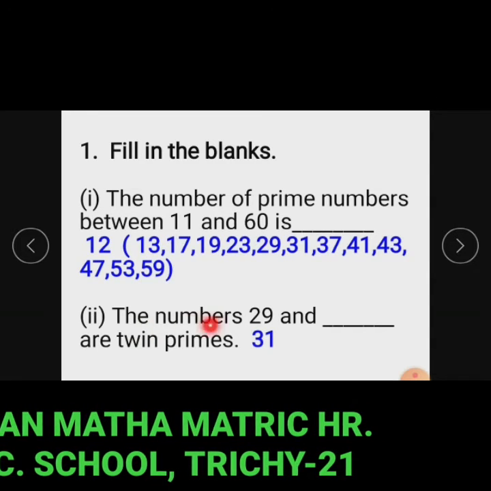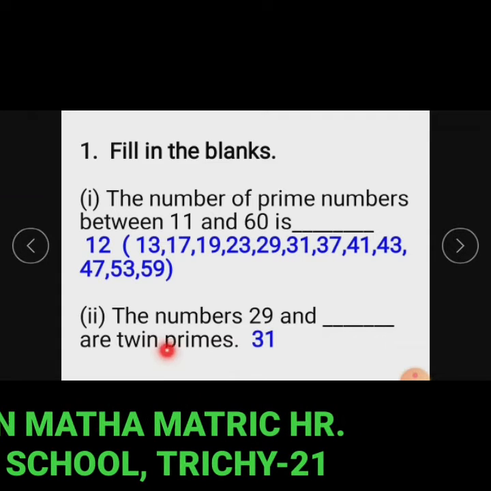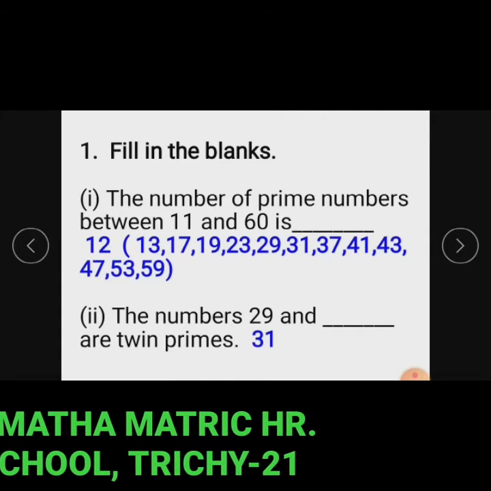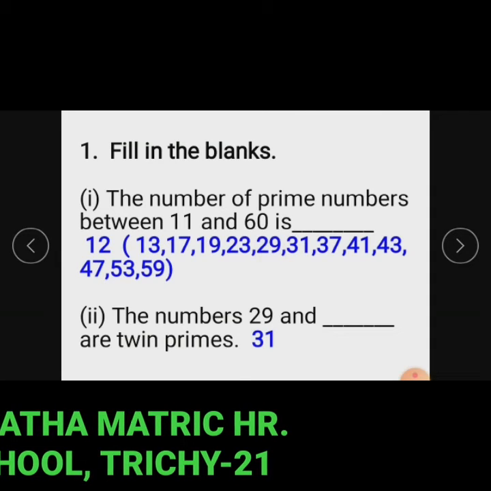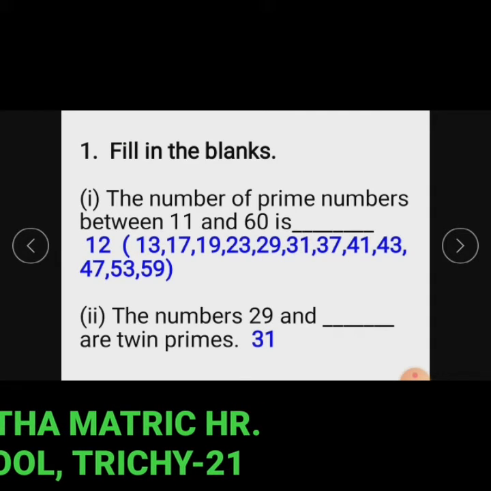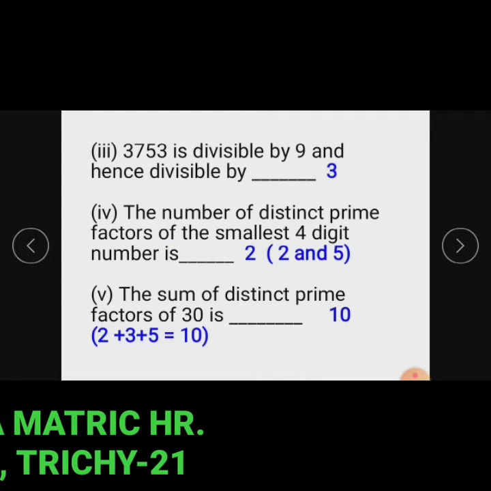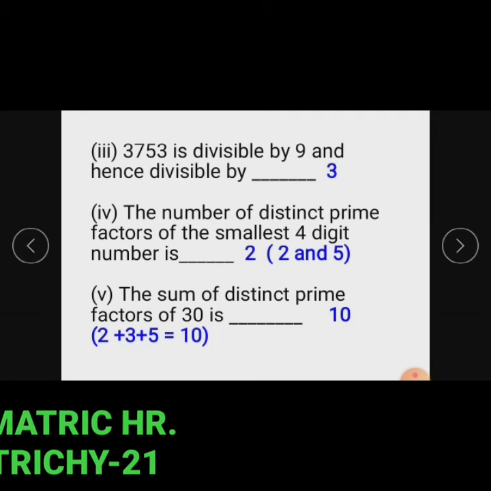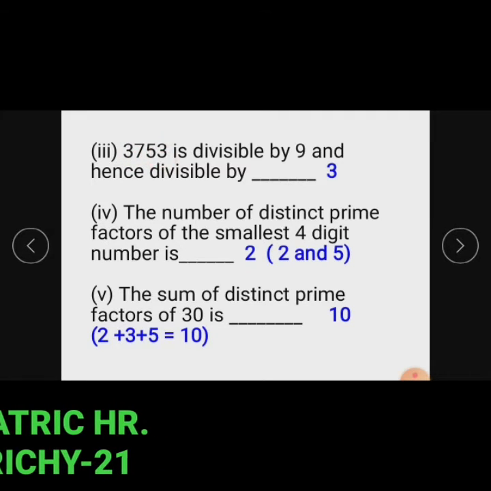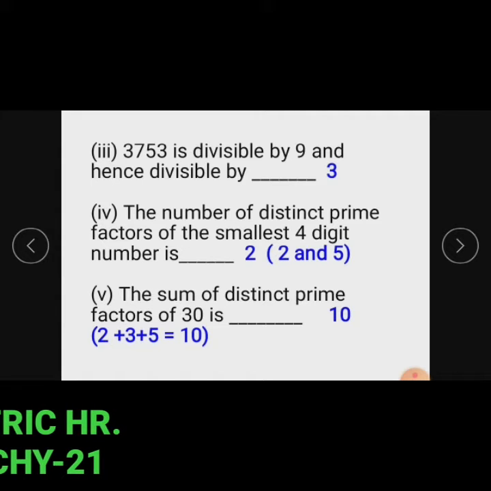Subdivision 2. The numbers 29 and dash are twin primes. Observe here, 29 and 31 are twin primes. So the answer is 31. Subdivision 3. 3753 is divisible by 9 and hence divisible by dash. The number is divisible by 9. It is also divisible by 3. So the answer is 3.